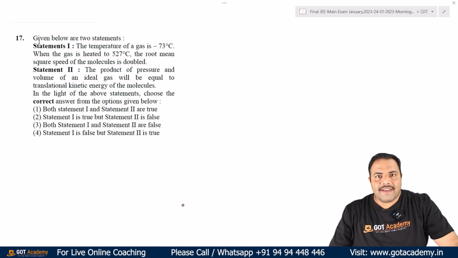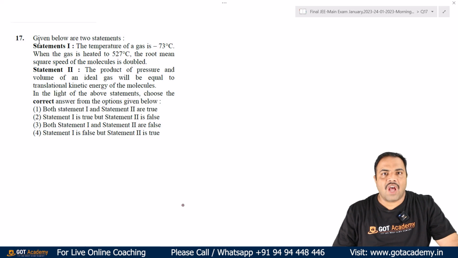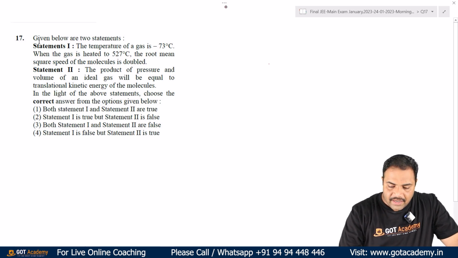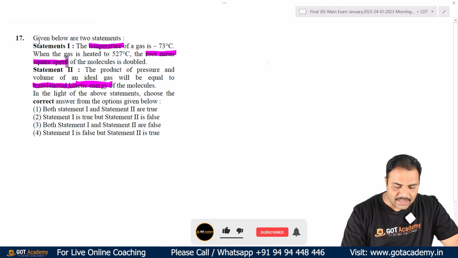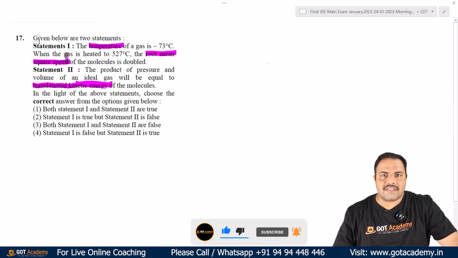Children, now let us start with the next question, that is 17th question. By looking at this question, we can understand that this is from the chapter kinetic theory of gases. How? If you go through the question, it was given the translational kinetic energy of molecules. This is one piece of information, and he has given the temperature and he is asking for the RMS, root mean square speed. Actually, root mean square speed is a term related to the kinetic theory of gases, isn't it?